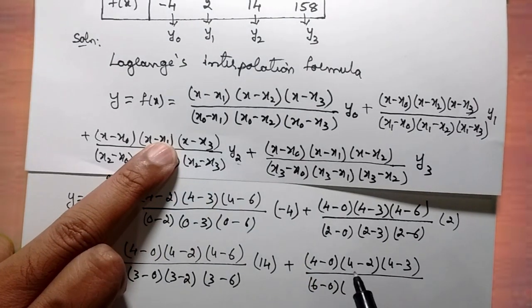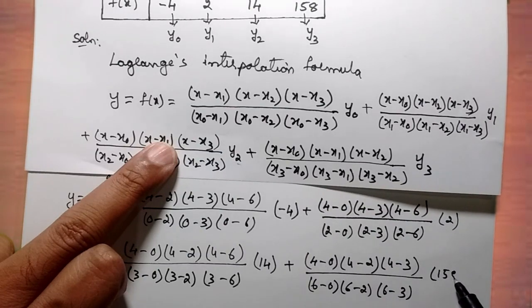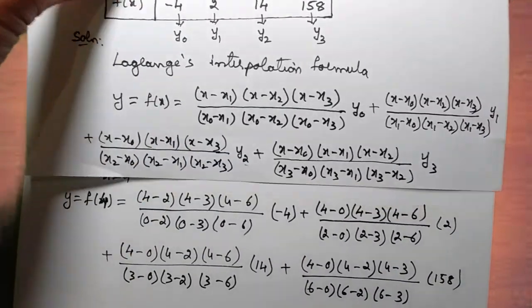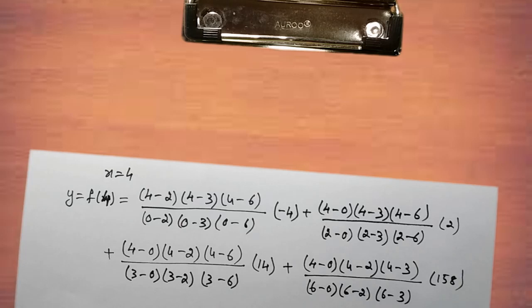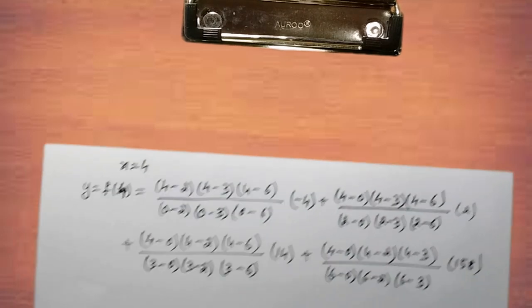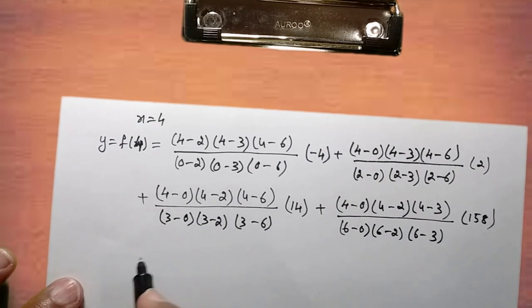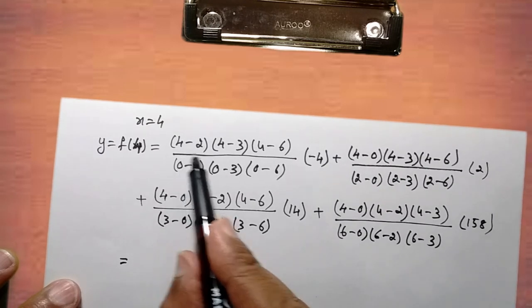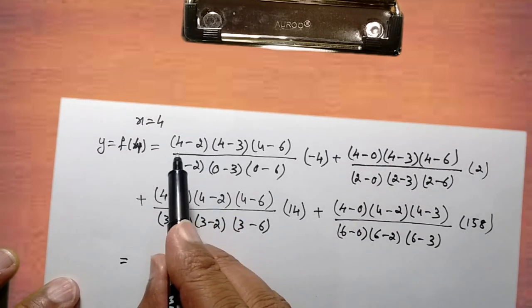So 6 minus 0, here it will be 6 minus 2, here it will be 6 minus 3, into y3. The y3 value will be 158. So we need to simplify this one. It is better you either type directly in the calculator, or simplify one more step. You can just subtract and write. That becomes easy for you to calculate.